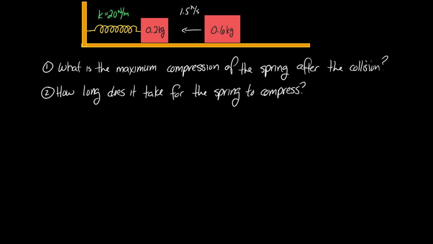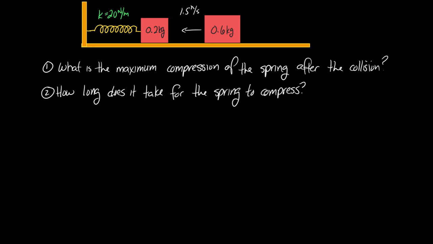A 0.6 kilogram box, sliding at 1.5 meters per second, collides with the first box, sticking to the first box, if you will. The system comes to rest. What is the maximum compression of the spring before it springs back? And how long does it take for the spring to compress after the collision? But question number 1 is old school, right?